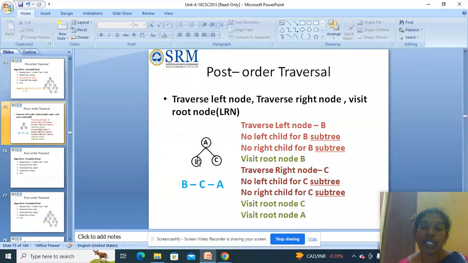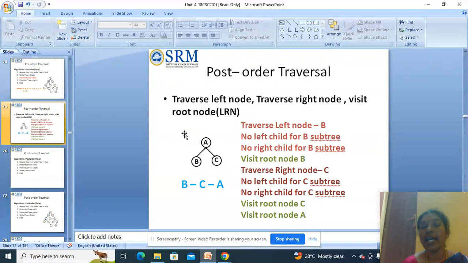In this tree, which one is the left part? B. Which one is the right part? C. And which one is the node or root? Here it is A. So the order of the post-order traversal is B, C, and A. Here, first visit the left, second visit the right, and finally the node. So this is the order of post-order traversal.